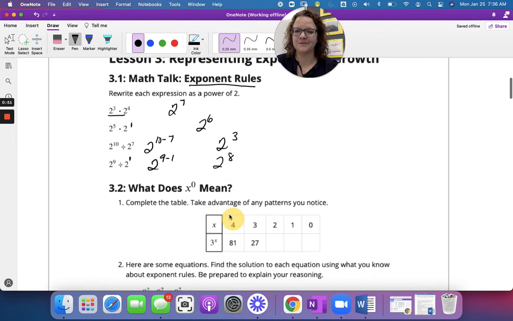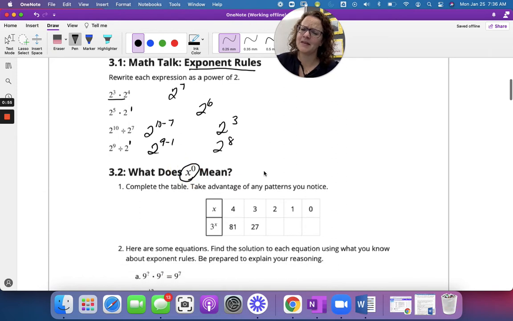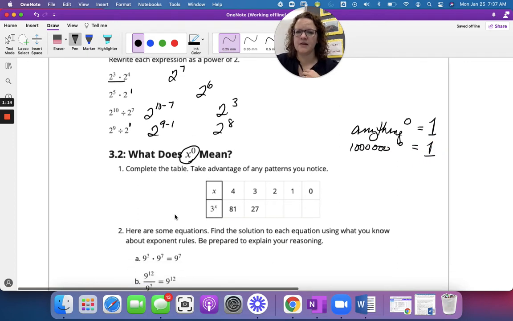Now, what does x to the 0 mean? Well, I think you've learned in the past, any number at all raised to the 0 power is always 1. I could have 1,000,000 raised to the 0 power and I would get 1. So complete the table. Take advantage of any patterns you notice.